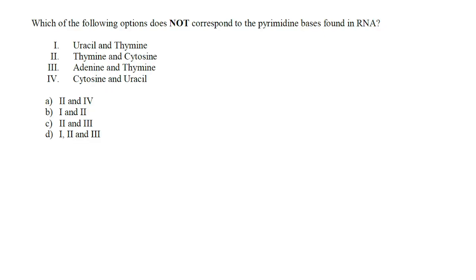Which of the following options does not correspond to the pyrimidine bases found in RNA? Uracil and thymine, thymine and cytosine, adenine and thymine, cytosine and uracil. Which option is correct? Option D. First, second, and third do not correspond to the pyrimidine bases found in RNA. So only cytosine and uracil are found in RNA.